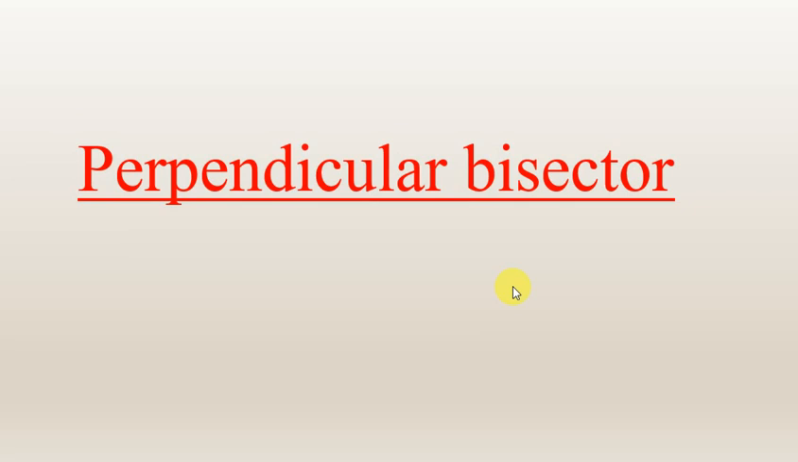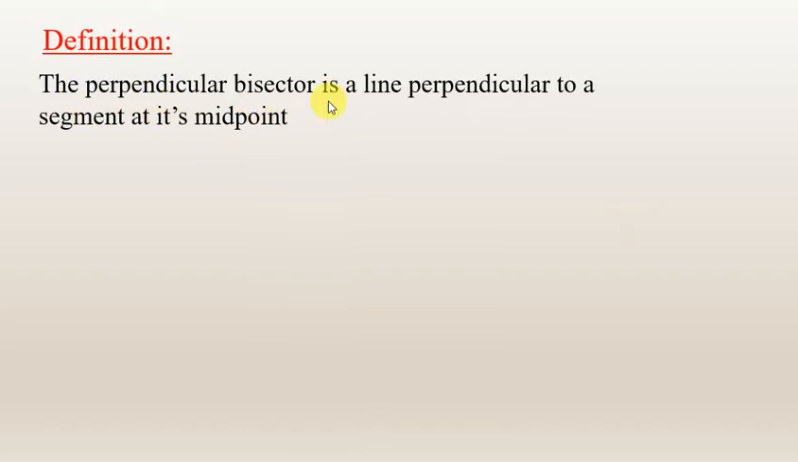Hello my students, today we want to talk about the perpendicular bisector. What is the perpendicular bisector? The definition says the perpendicular bisector is a line perpendicular to a segment at its midpoint.